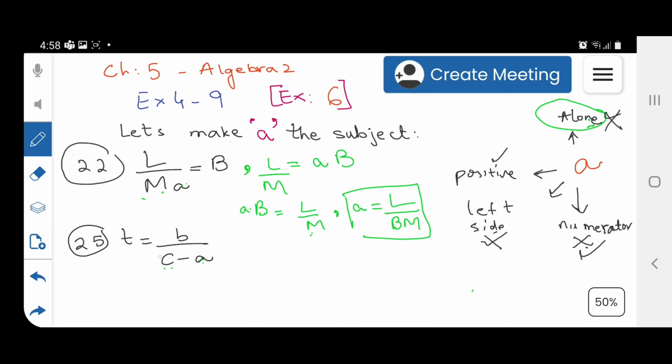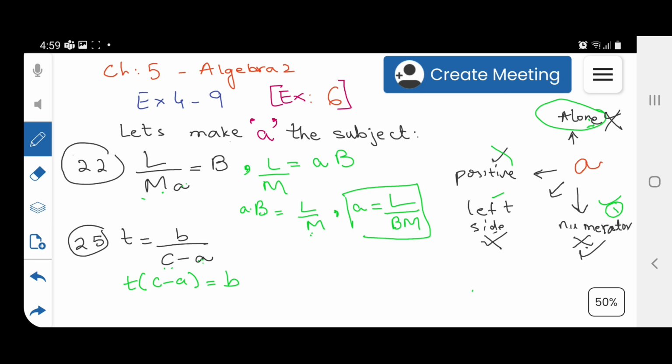So first of all, let's take this C minus A, if we have it in denominator, the first thing you are going to do is to shift it in the numerator. So just send it on the other side, and it will become T multiplied by C minus A equals to B. Now A is on the left side. Yes, it is. A is not positive. No, it is not positive. A is in the numerator. Yes, it is. A is alone. No, it's not alone.